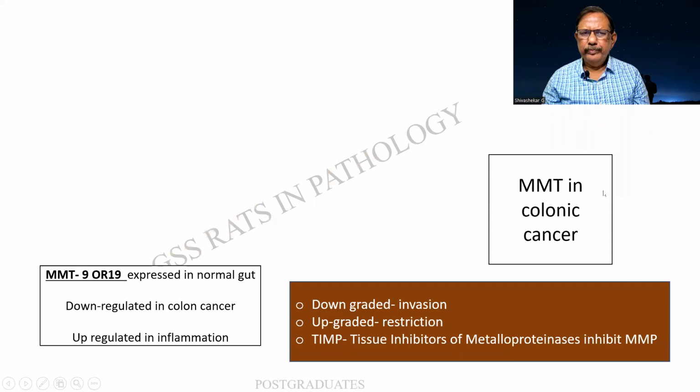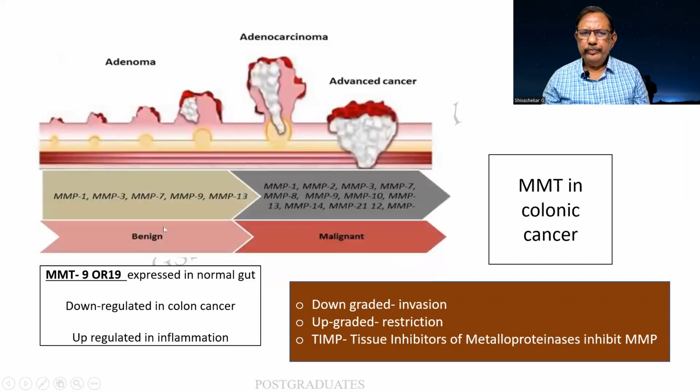So this is a slide regarding the matrix metalloproteinases in colonic cancer. The proteins that have been mentioned are MMP 9 or 19. So this is a normal picture of a colonic cancer.